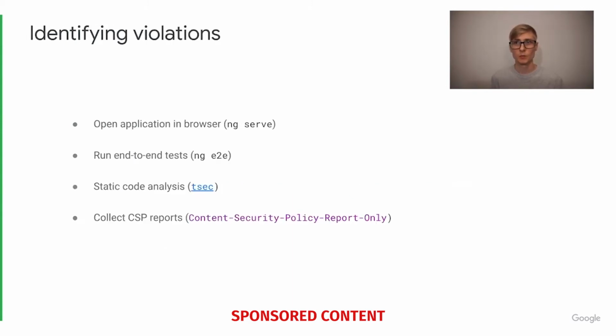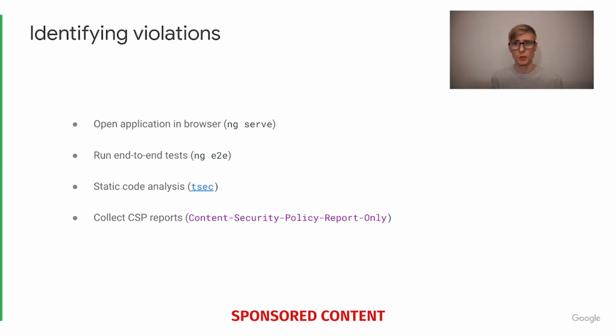There are a few different ways to identify trusted types violations. The simplest way is to run ng serve and open the application in a browser. Trusted types violations will surface as exceptions in the developer console and contain a stack trace. Enabling trusted types in angular.json will also cause trusted types to be enforced in end-to-end tests. Running ng e2e is a good source of violations if the tests are comprehensive.